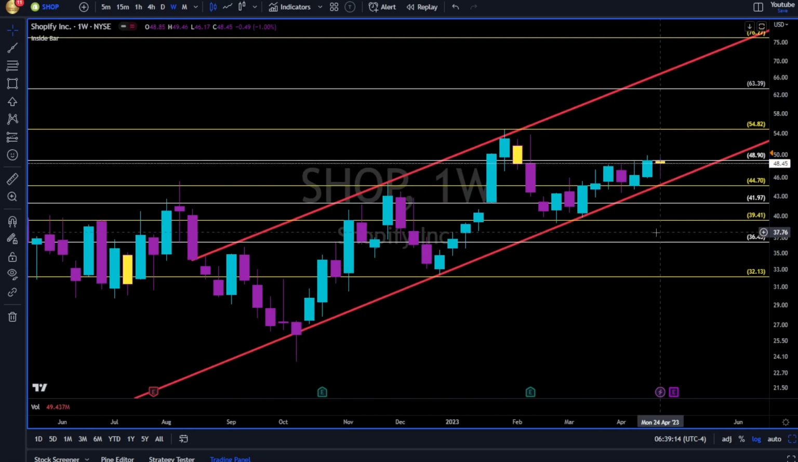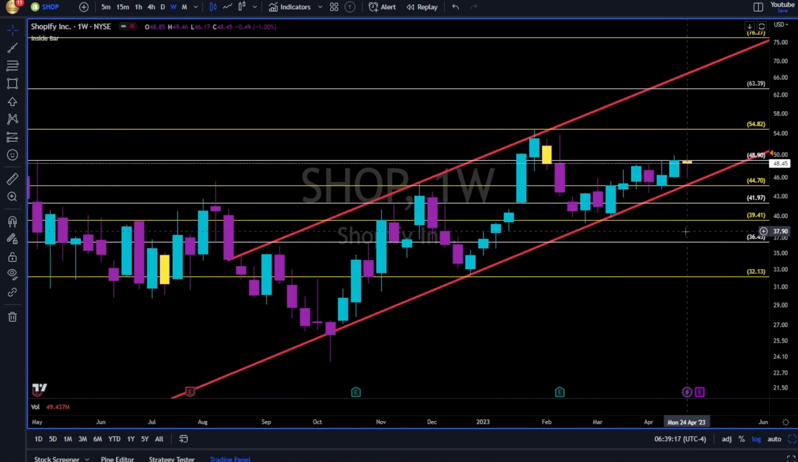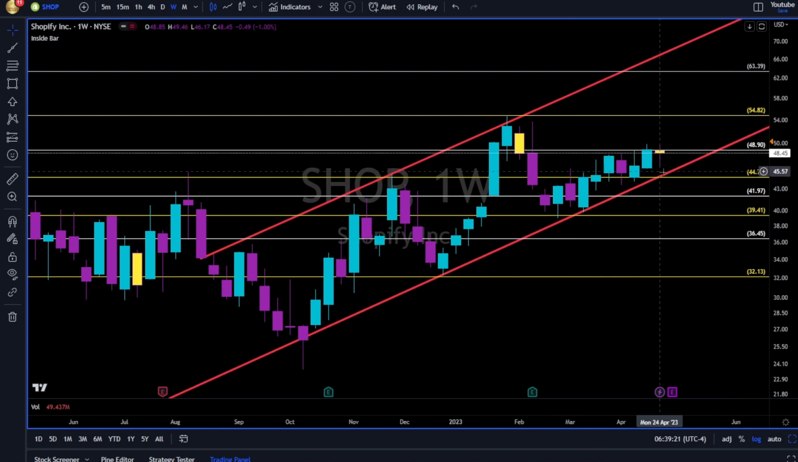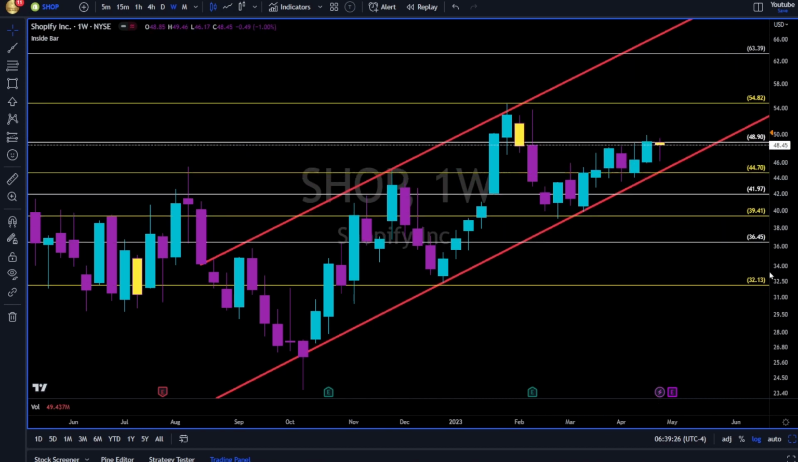Short, because we are never biased, we always prepare for both sides. We will start thinking about short below this red trend line and below the 44.70 to the downside.